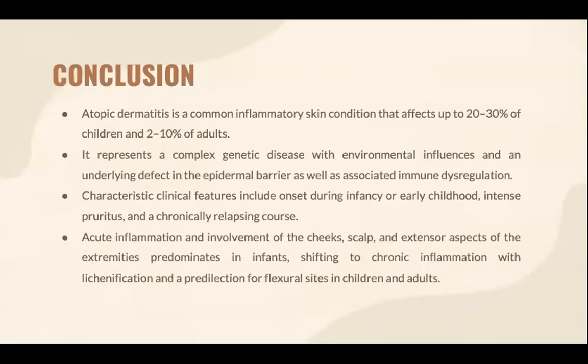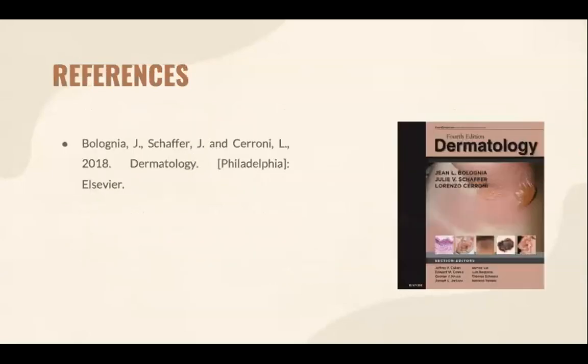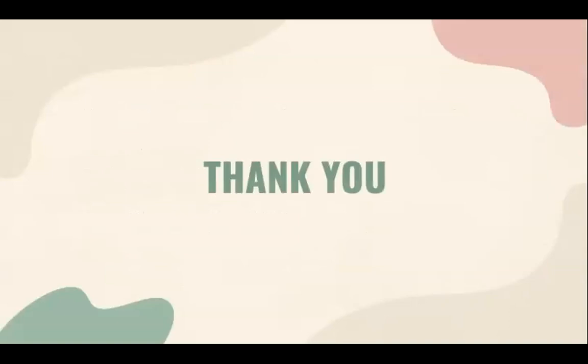Acute inflammation and involvement of the cheeks, scalp, and extensor aspect of the extremities predominate in infants. However, it shifts to chronic inflammation with lichenification and flexural involvement during childhood and adolescence. This is my reference, and thank you.